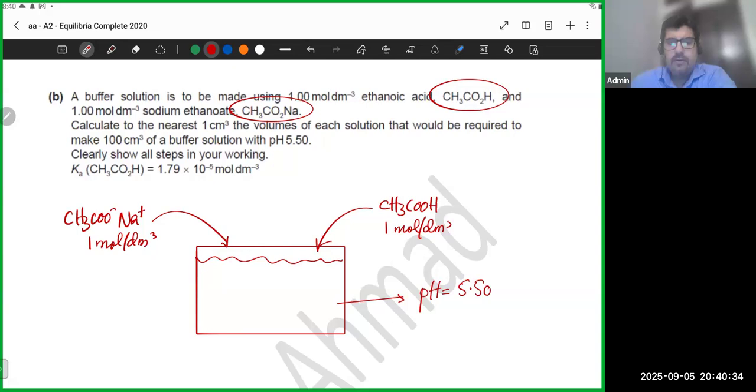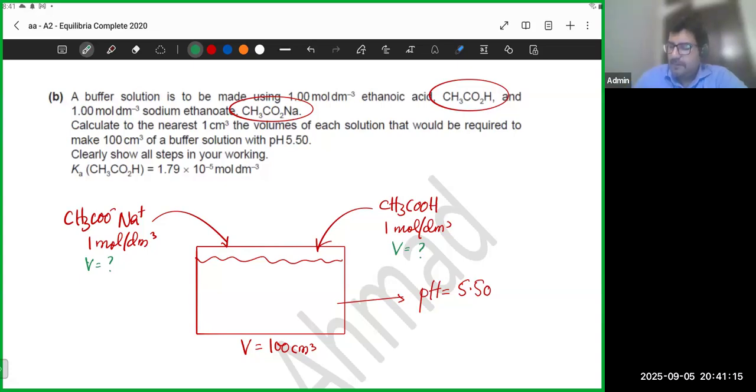Now, you're required to make a 100 cm cube buffer. So I know the volume as well. The total volume is what? 100 cm cube. The pH of the buffer is 5.5. So all the information is given, the K value is also given, right? So calculate to the nearest 1 cm cube the volumes of each solution. So what you don't know is the volume of this solution that needs to be added and the volume of this solution that needs to be added to it, to make a buffer that has a pH of 5.5 and has a total volume of 100 cm cube. So that's the question.